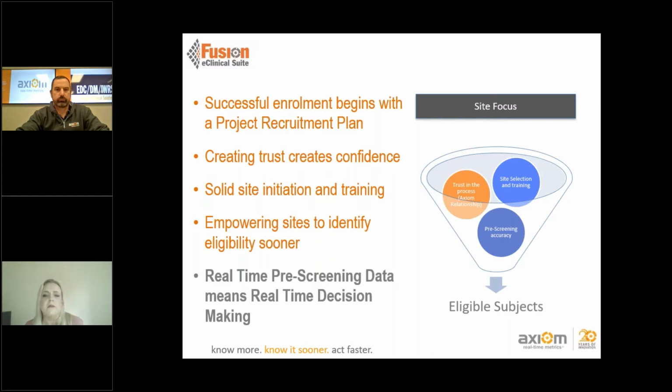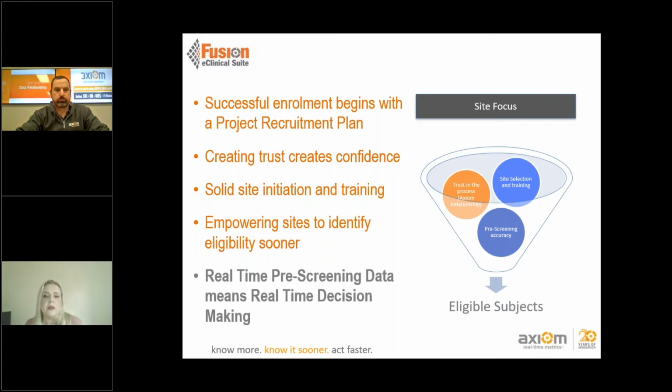Solid site initiation and training. Having all site team members at the table for initiations and providing pivotal focused trainings to the site team gets you off to a good start. And we also have empowering sites to identify eligibility sooner. So things such as pre-screening logs, they will help you track potentially eligible patients and will also help sites and sponsors have an early insight into inclusion and exclusion criteria challenges that may need review and revision.